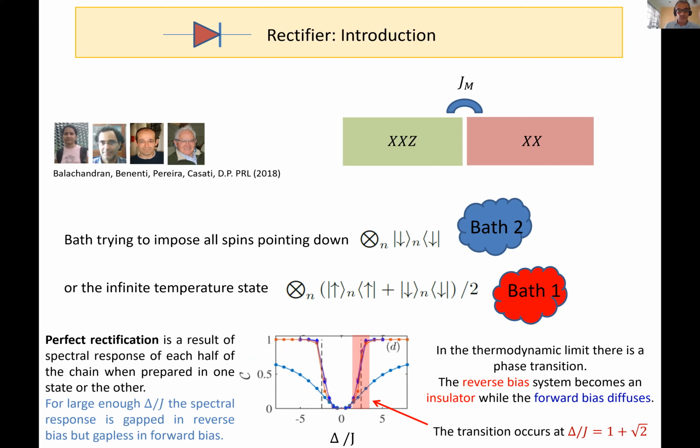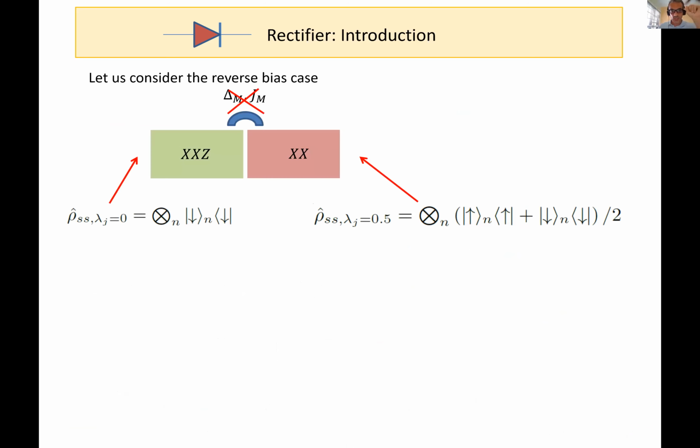Just to give you an idea how this works, what happens is that for large delta over J, the spectral response is gapped in reverse bias, but not in forward bias. Let me try to give you a pictorial intuition of this. Let's go back to the picture that I had before. This is the reverse bias, where on the left-hand side all the spins are pointing down, and the right-hand side is in the infinite temperature state.